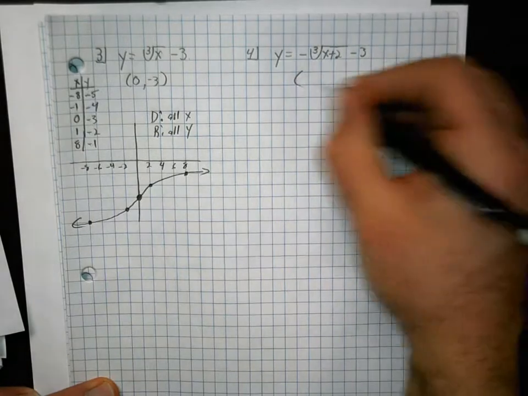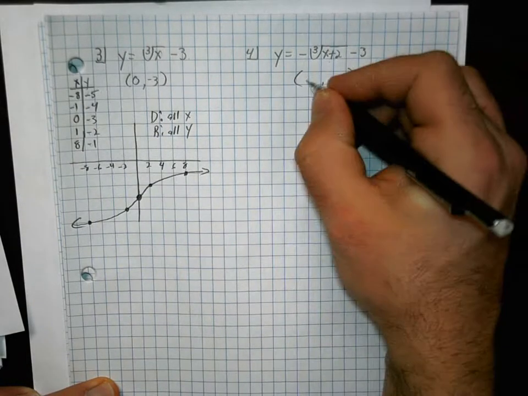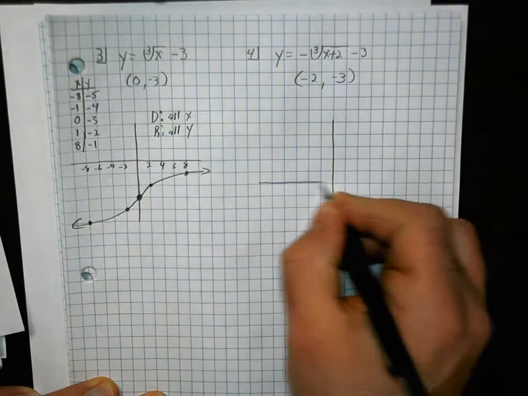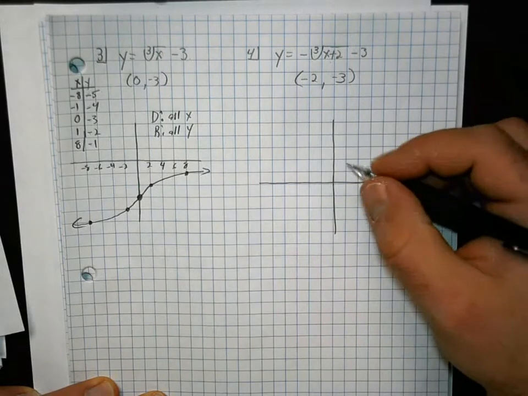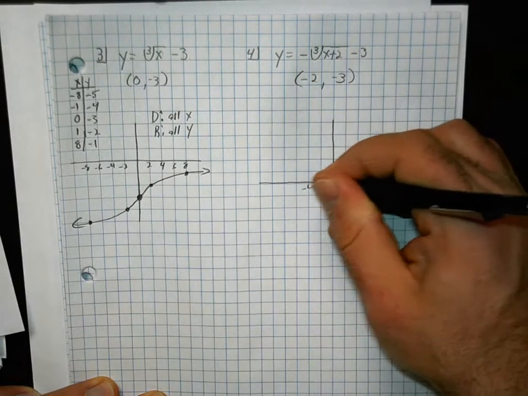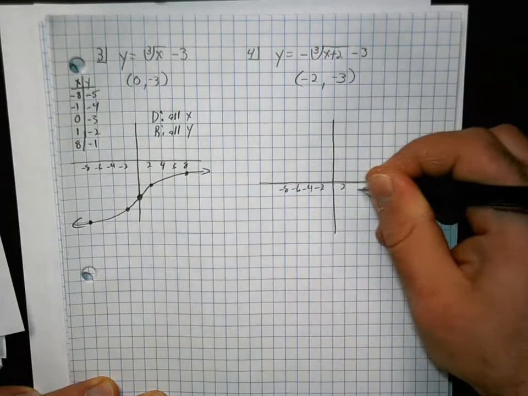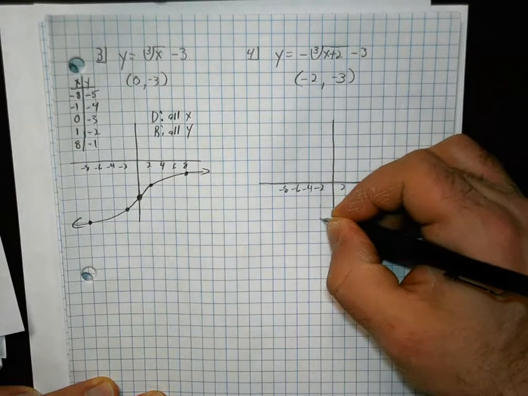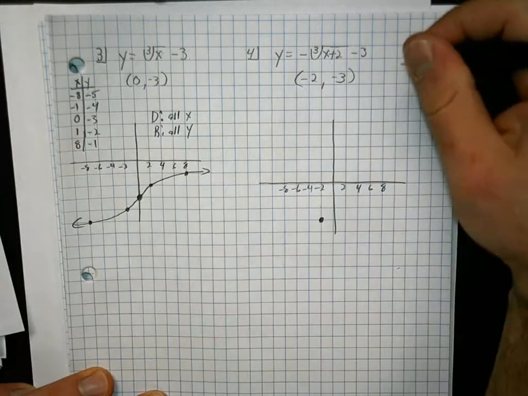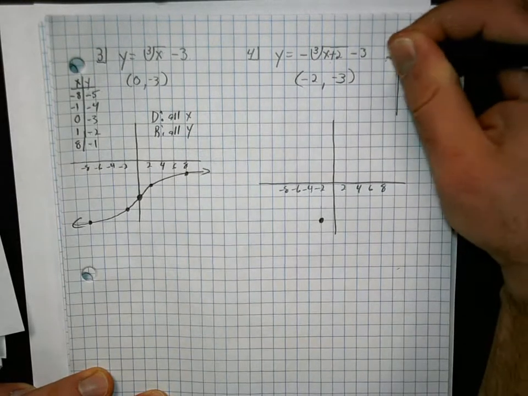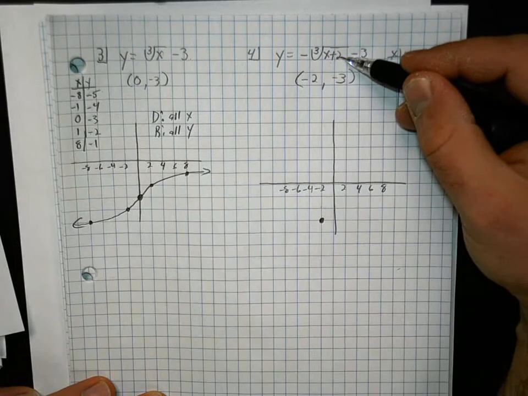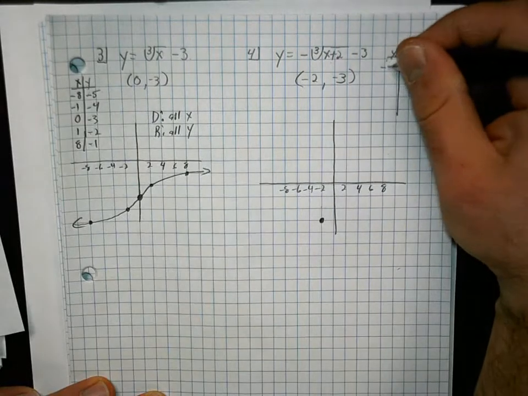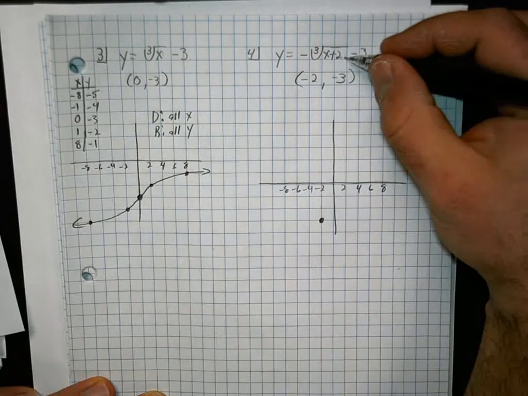Last one here. Where's my middle point? Negative 2, negative 3. So let's go by 2's again. You don't have to go by 2's if you give yourself enough room. Negative 2, negative 3. Make your table. Be very careful now because we're adding 2 to it. So instead of plugging in negative 8, I have to plug in negative 10. Because negative 10 plus 2 is negative 8.